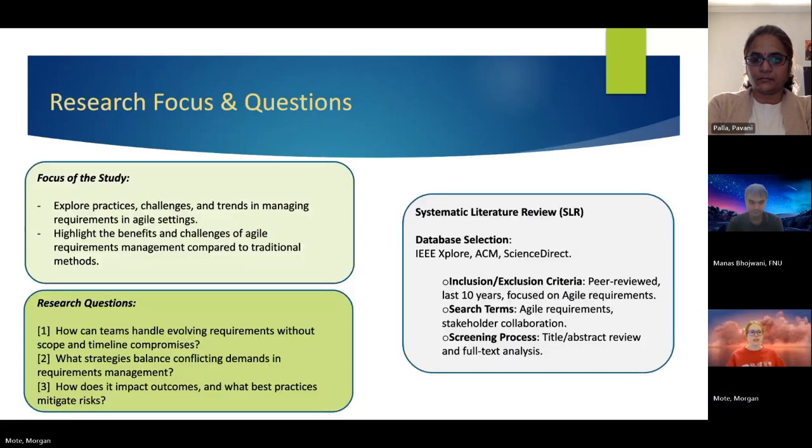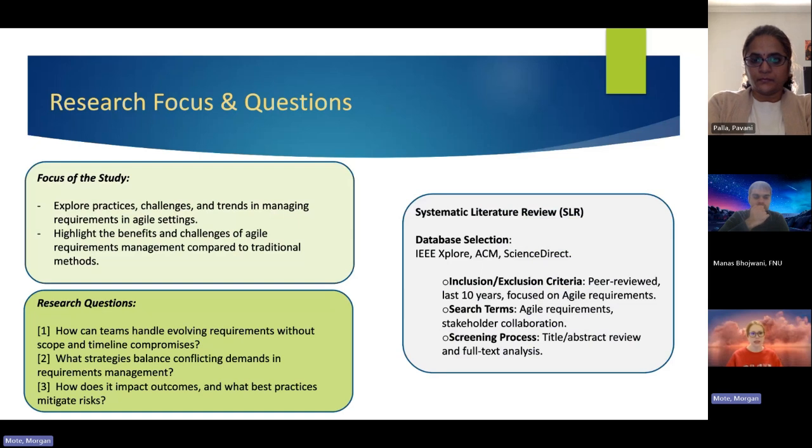Thank you. So our research explores three core questions. The first question is, how can Agile teams effectively manage evolving requirements without compromising project timelines or scope? The second question is, what strategies can Agile teams use to balance conflicting stakeholder demands? And the third question is, how does continuous prioritization impact project outcomes, and what best practices can address these risks? By addressing these questions, we aim to bridge gaps in Agile requirements management and identify opportunities for improvement.